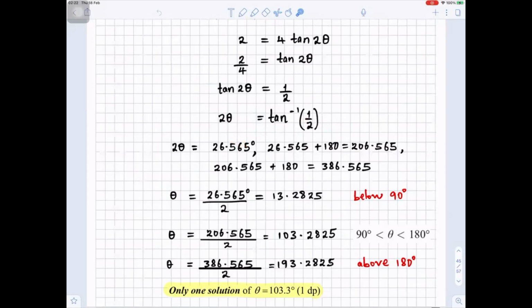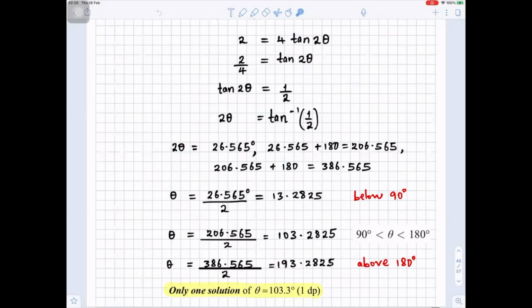26.565 degrees. But tangent repeats every 180 degrees. So you add 180 plus 26.565, it gives you 206. And you add another 180, it gives you 386. That means you add 180 the first time, and then you get 206, and you add 180 to that 206, you get 386. But now that was 2 theta. We want to get theta, so you divide by 2.